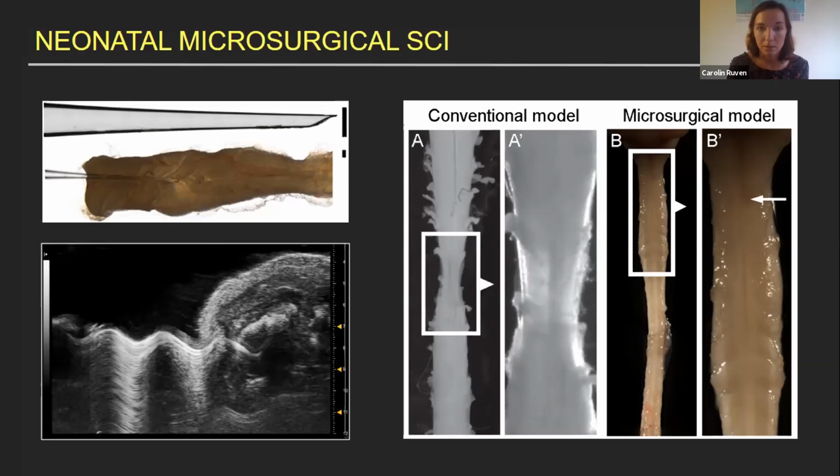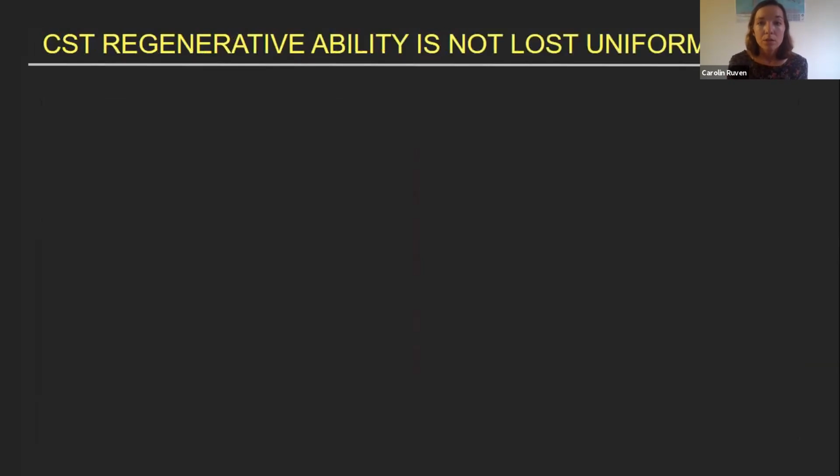And overall, it also results in minimal glial scarring and inflammation, and it leaves the spinal environment largely unperturbed while still precisely guiding the CST. So using this microsurgical injury approach, we studied the corticospinal regenerative ability at different spinal segments at the neonatal ages when the CST tract is still growing.